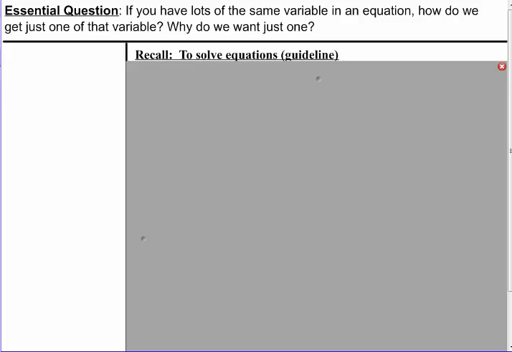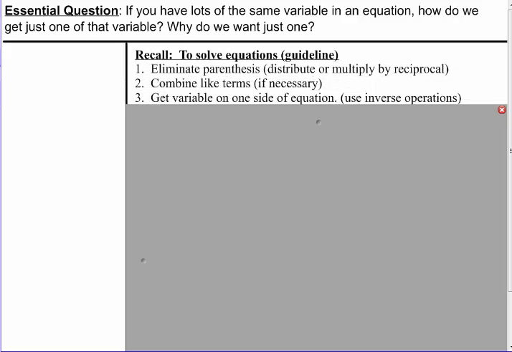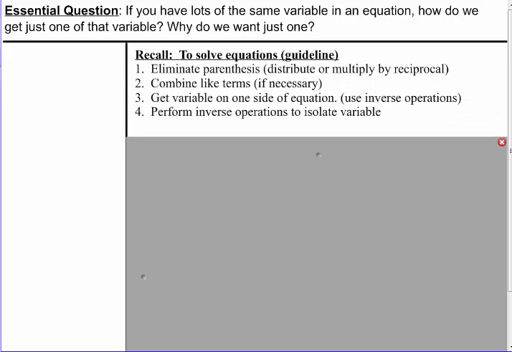Now recall that we went over guidelines in the last lesson, so if you still have these in your notes, go ahead and double check. If they're not in your notes, make sure you get them in there. So we want to eliminate the parentheses, either using distributive property or multiplying by the reciprocal. Combine like terms if necessary. We don't always have to do all of these steps, so we just do whichever ones are necessary based on the problem given. Get the variable on one side of the equation, use the inverse operations to do that, and then perform inverse operations to isolate the variable. That's getting the variable by itself. Remember, that's our ultimate goal, is to find what the variable represents.